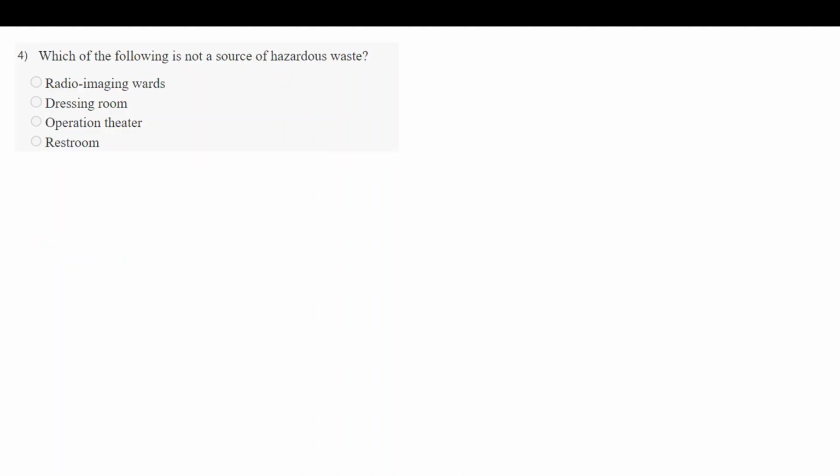Which of the following is not a source of hazardous waste? Now, hazardous waste, let's look into the options. Anything which will create some toxicity will be hazardous waste. So, radio imaging ward. If you talk about radio imaging ward, then this ward can generate waste which might have radioactive material. So this is one of the types of waste, most probable waste, radioactive materials.